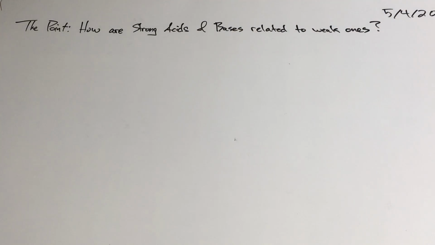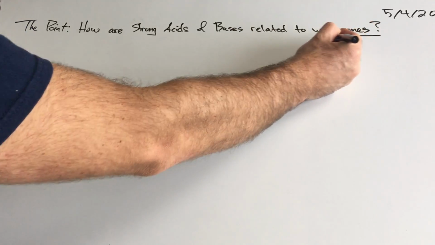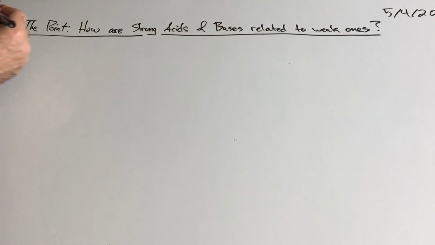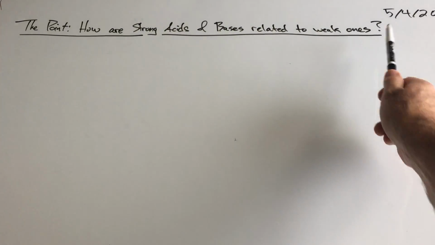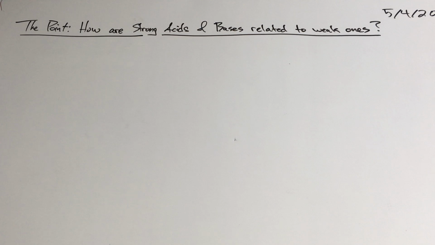Now, I'm aware that there is a difference. I'm aware that if I get soap on my hands, that's a good thing. My hands get clean. I get lye on my hands, that's a bad thing. The skin falls off of them. So I know that experientially, these things, the strong ones, are very different than the weak ones. But the question is how?